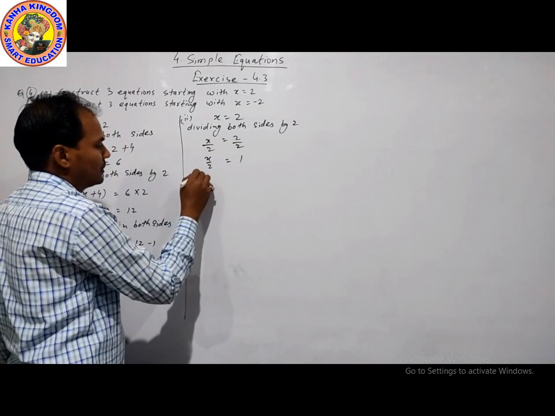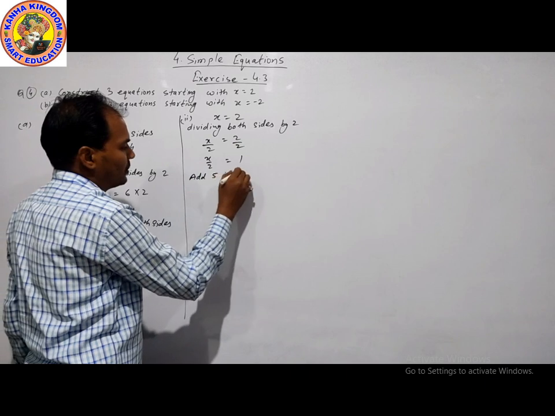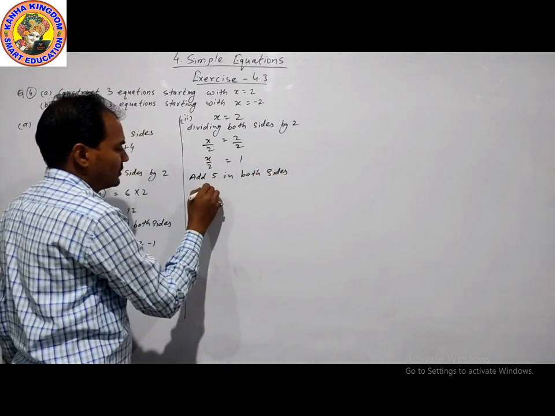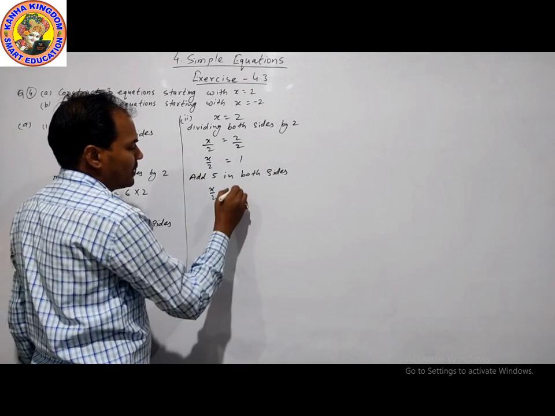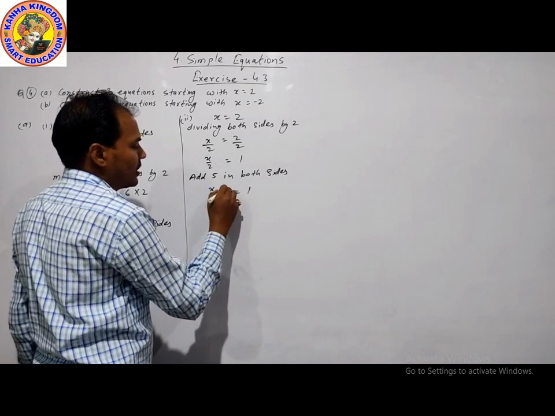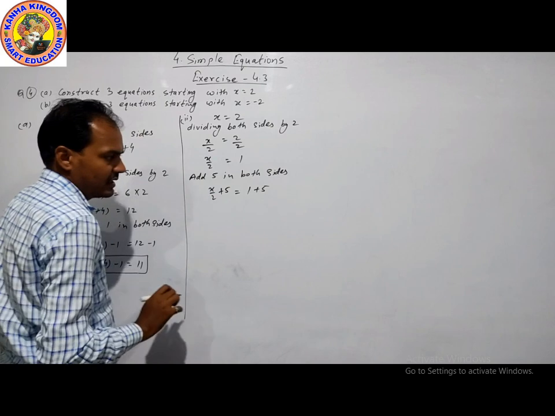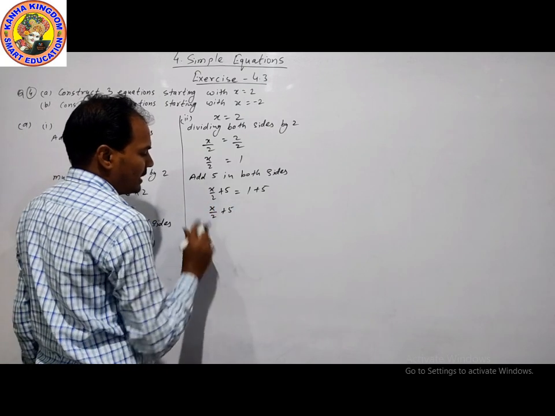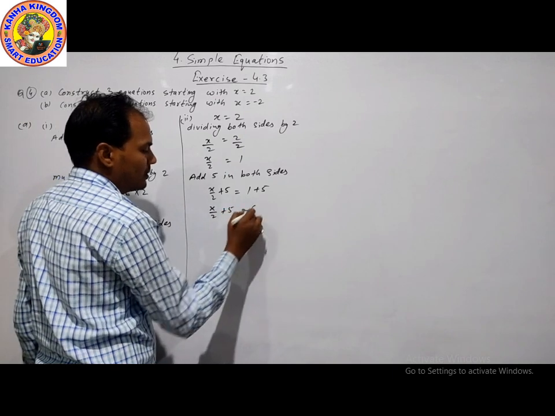Now add 5 in both sides. x by 2 is equal to 1. Now we will add 5. Here is addition of 5. So x plus 2 plus x upon 2 plus 5 is equal to 6.